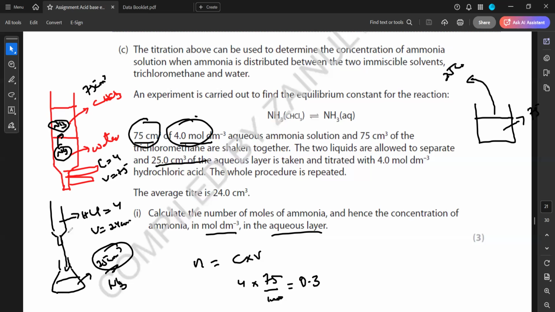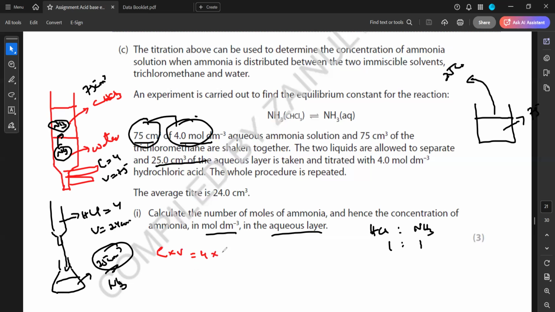So first we'll find the moles of HCl, and from the moles of HCl we'll find the moles of ammonia. The ratio between them is 1:1. These are the total number of moles of ammonia which were used in the beginning of the experiment. Then we are finding the moles of HCl. How to get the moles of HCl which are used for the reaction? So moles of HCl is concentration times the volume. Concentration is 4 and the volume of HCl is 24 divided by 1000.